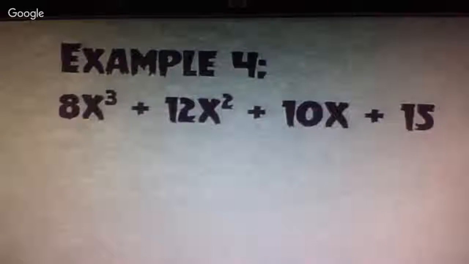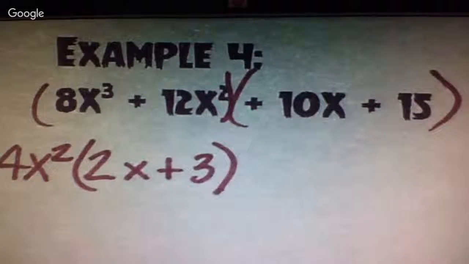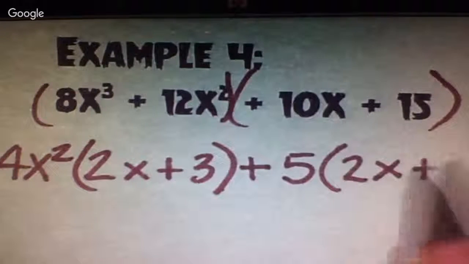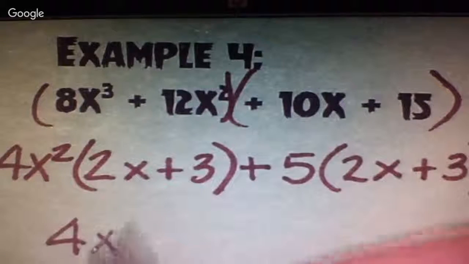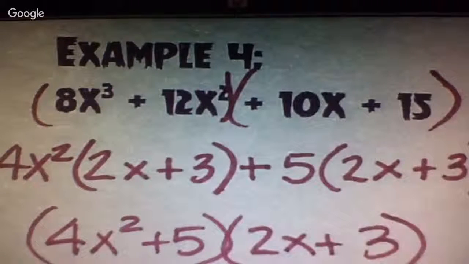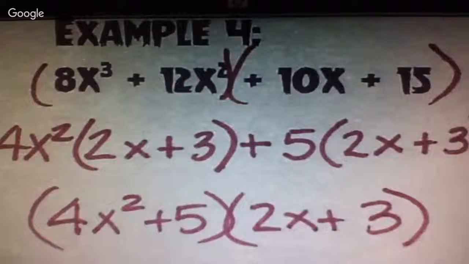Okay, last one. You said 4x squared, which leaves me with 2x plus 3. And you said 5, 2x plus 3. So 4x squared plus 5 and 2x plus 3. Will it ever be a case where it's not the same for those? If it doesn't show up the same, it's not factorable. Okay, I want you to glue this in on page 78.